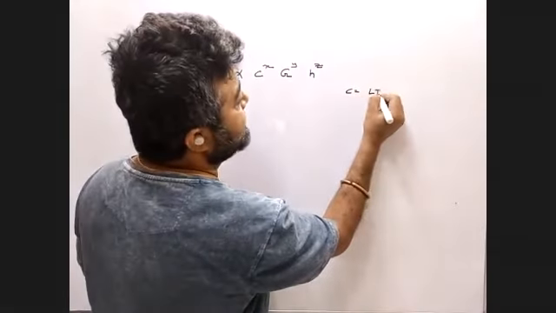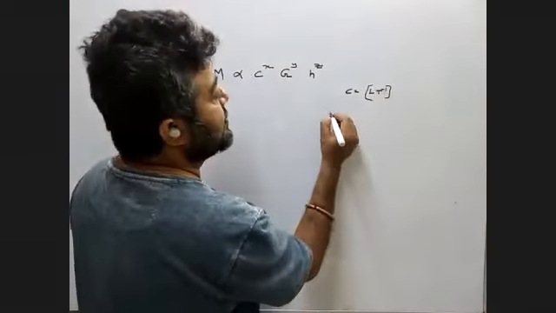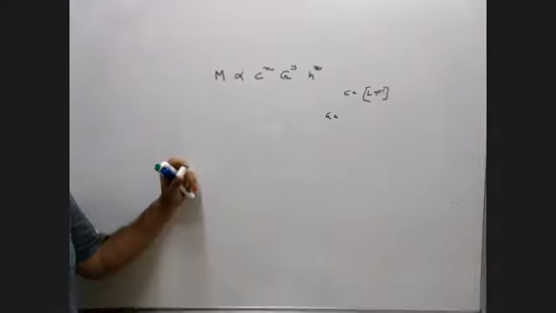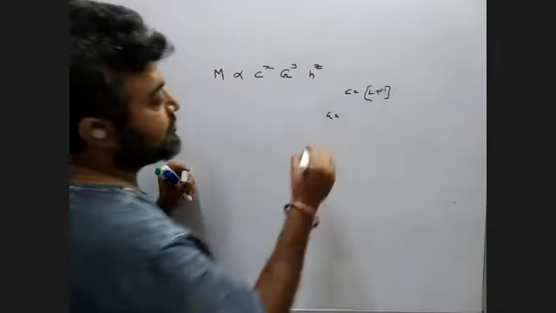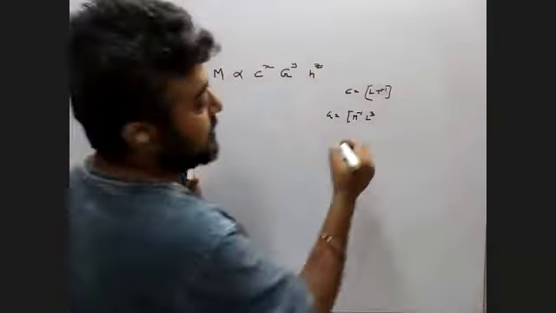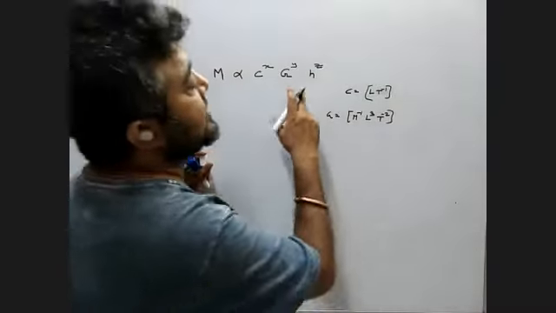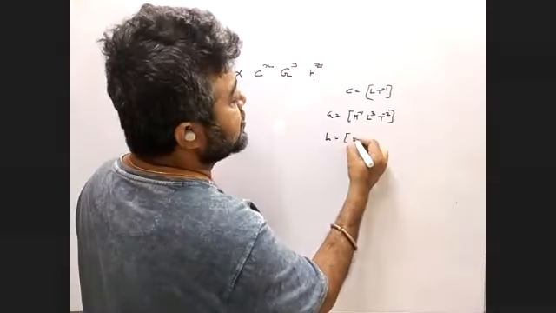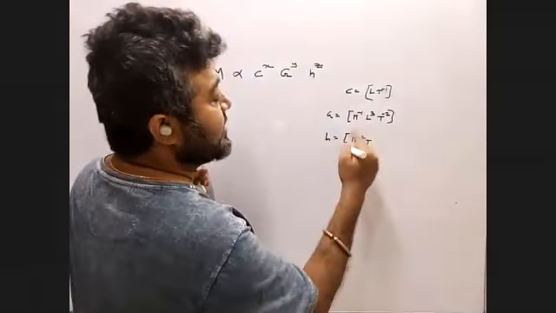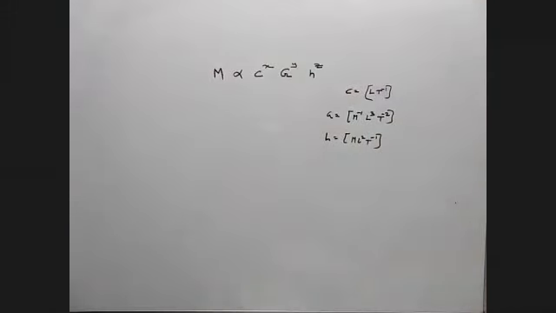Velocity of light is LT minus 1. Universal gravitational constant, what is the dimension, anyone? Please tell me. M minus 1, L cube, T minus 2. If you forget, you can remember Newton meter square per second square. And for Planck's constant, this is Joule second. So joule second is ML square T minus 2 into second, that is ML square T minus 1. So ML square T minus 1, M minus 1 L cube T minus 2 and LT minus 1, to find out x, y, z.